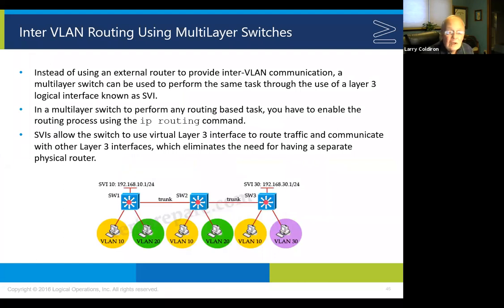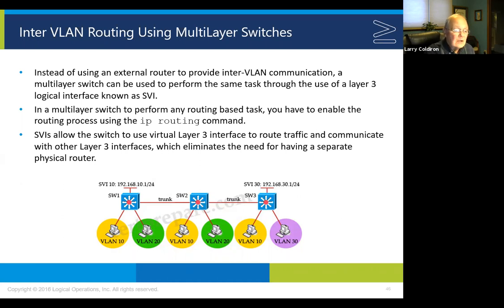So switch virtual interfaces instead of using the external router. As long as we're using a layer 3 or multi-layer switch, we can configure those things. Multi-layer switch, turn on IP routing, create the virtual interfaces to allow the devices to communicate with each other. We can have as many as we want.